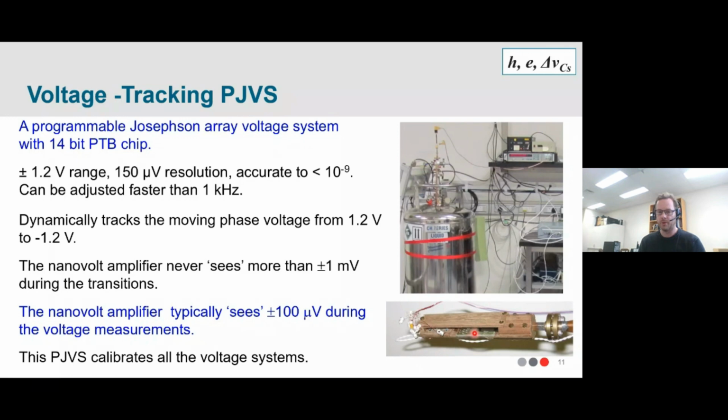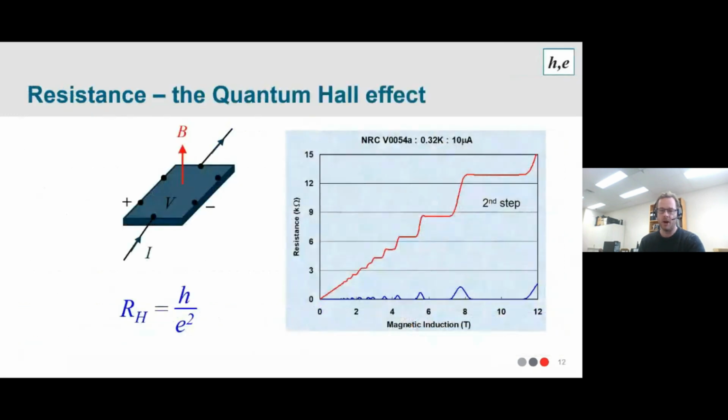But as Stuart mentioned, we need to cool this down in a liquid helium dewar to very, very low levels, below 4 Kelvin. And that operates continuously during the course of our realization experiment.